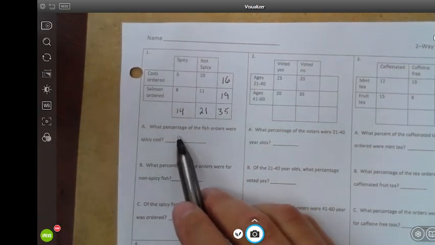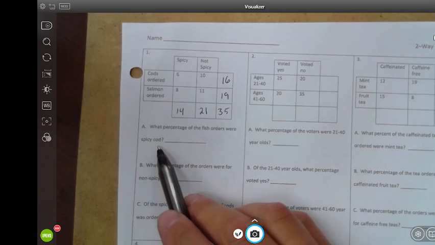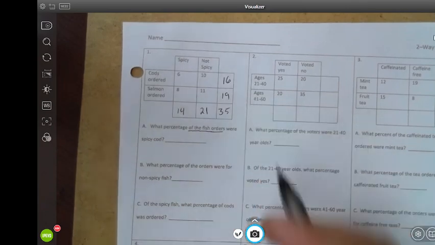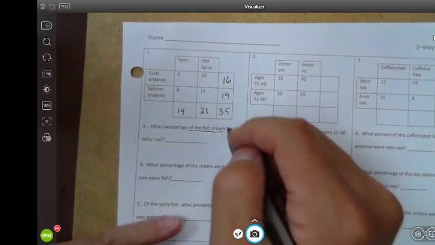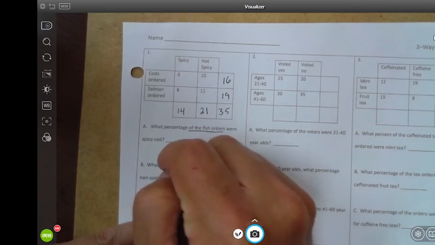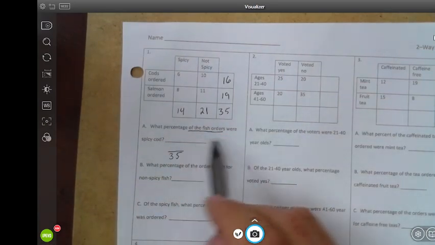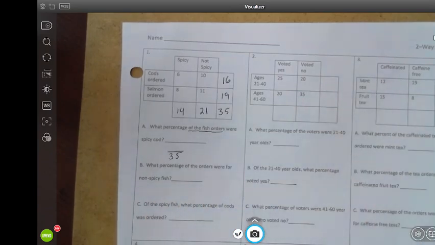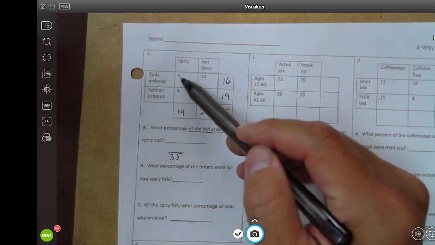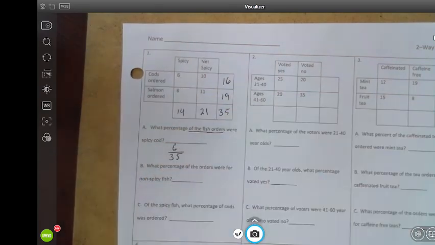What percentage of fish orders were spicy cod? Okay, look for the word of the fish orders. So, of all the fish orders, that's 35, right? All the fish orders, there's 35 fish orders. Of those fish orders, what percentage were spicy cod? So it's giving you 2 parameters here. Spicy cod, so that's 6. Okay, there are 6 spicy cods. So 6 out of 35.